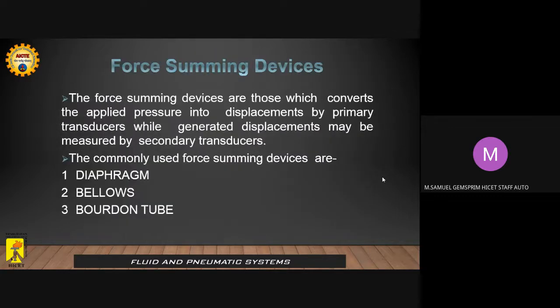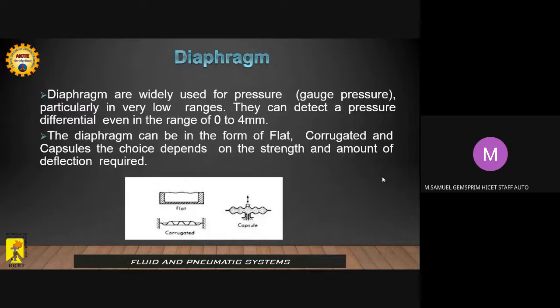Then we have the devices which are used in dynamic conditions. As I have shown you in the classification chart, here we have three different constructions. One is diaphragm type, second is bellows type, third is Bourdon tube type. So first of all, let us start with the diaphragm type. Here we have a diaphragm which can sense pressure with a deflection range of 0 to 4 mm. That is sufficient to measure the pressure variation in a given system.